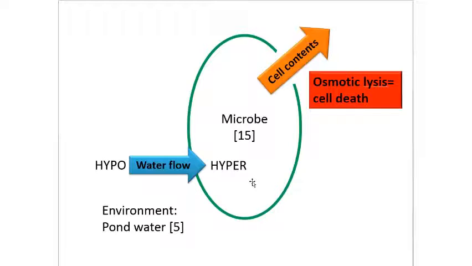And what's interesting is this is actually the normal environment that most microbes find themselves in. They're usually hypertonic to the environment. And when I say that, you should be thinking, well, how come they're still alive? That's because they've actually evolved a structure to help them resist osmotic lysis, which we'll talk about a little bit later.